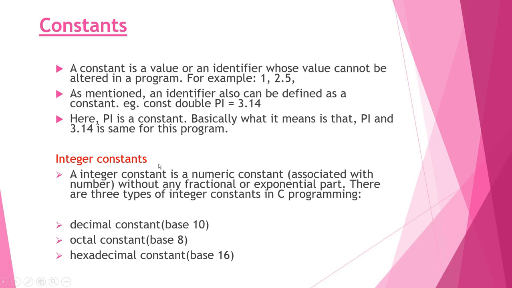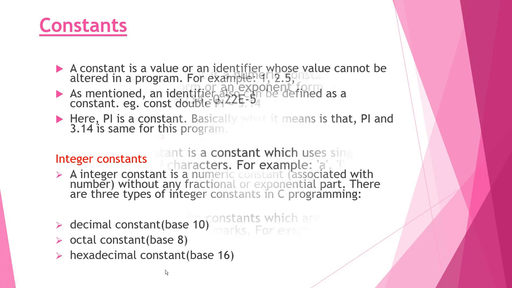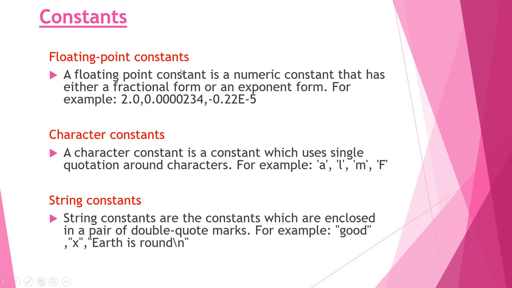Now is integer constants. An integer constant is a numeric constant without any fractional or exponential part. There are three types of integer constant in C programming: decimal constant of base 10, octal constant of base 8, and hexadecimal constant of base 16. Now is floating point constant. A floating point constant is a numeric constant that has either a fractional form or an exponent form. For example, 2.0, 0.0000234, etc.